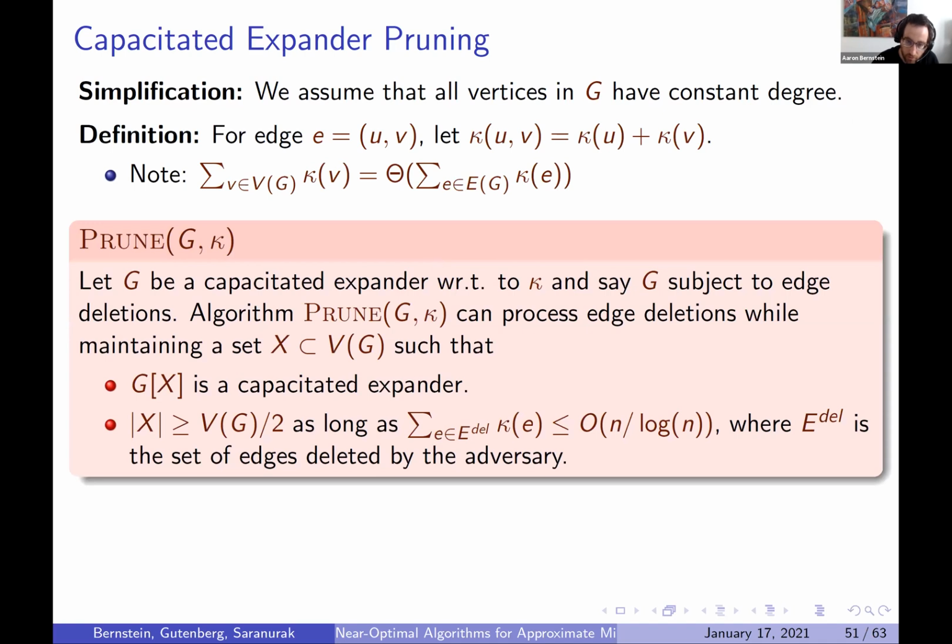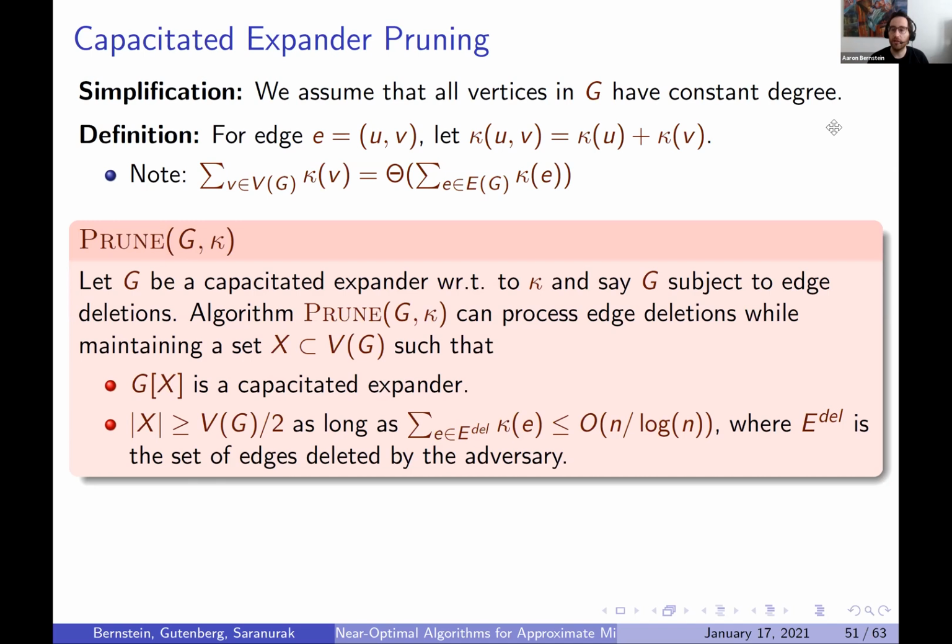So the statement is this. Let's say you have a graph G, which isn't necessarily an expander, but it's an expander with respect to capacity function kappa. And now the statement is the same as before, basically, that as you delete edges, the algorithm can always maintain a large expander inside G. So you delete some edges, so G might no longer be an expander, but some set X in G remains an expander.